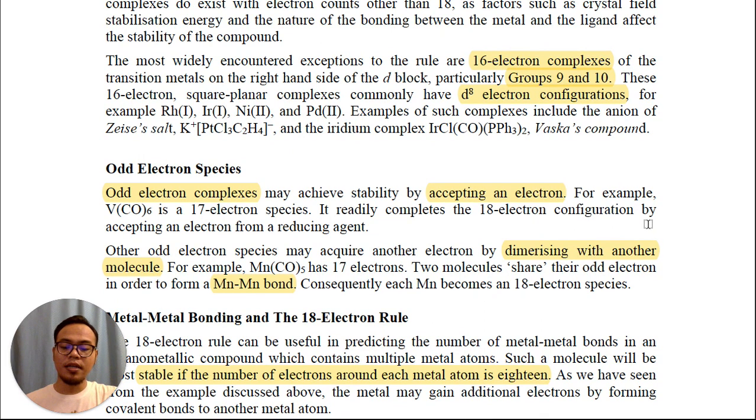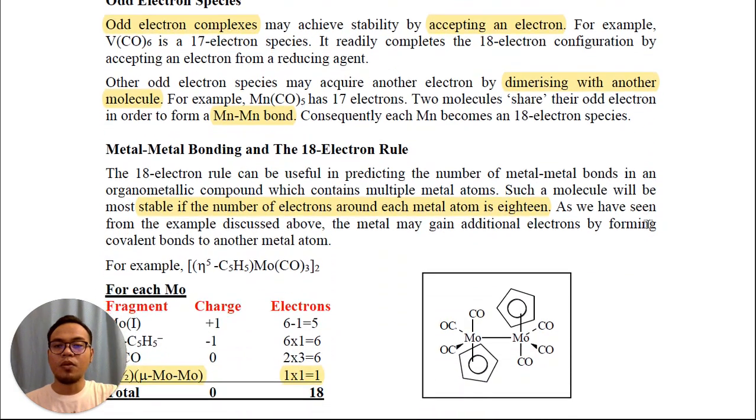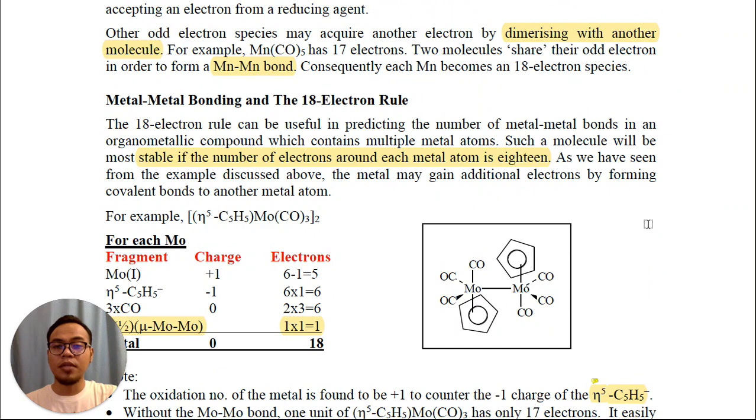You have to dimerize the complex with another complex by forming a metal to metal bond. So we're going to get an 18 electron species. So what is metal to metal bonding and how is it related to the 18 electron rule? You can see here that from the 18 electron rule, we could use it to predict the number of ligands that we could have in any metal complexes, like what we did in the previous exercises.